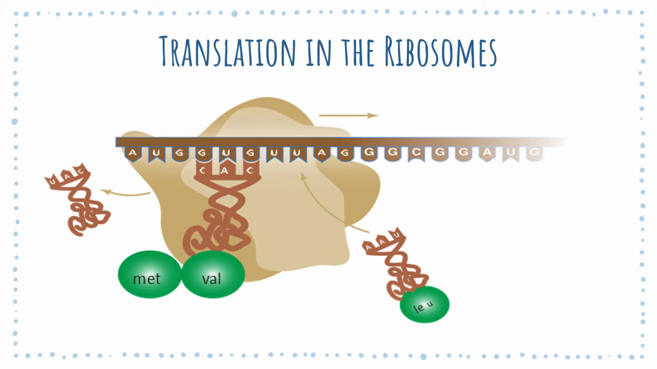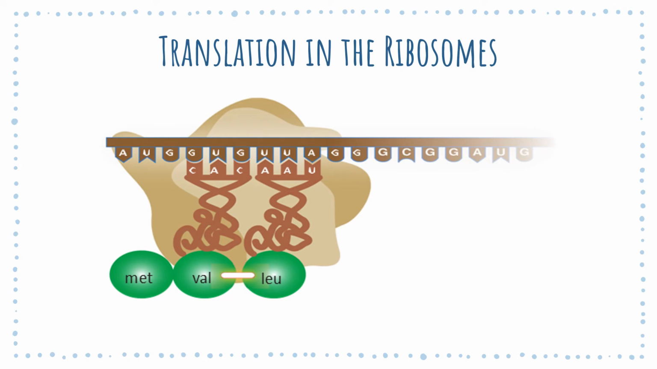Since there is a third tRNA, the first and second tRNAs move to the E and P sites respectively. When the first tRNA arrives at the E or exit site, it is released out of the ribosome. But since the amino acid methionine it was carrying was already bonded to valine, it remains attached to the growing polypeptide chain. Now that valine is in the P site, it forms a peptide bond with leucine.